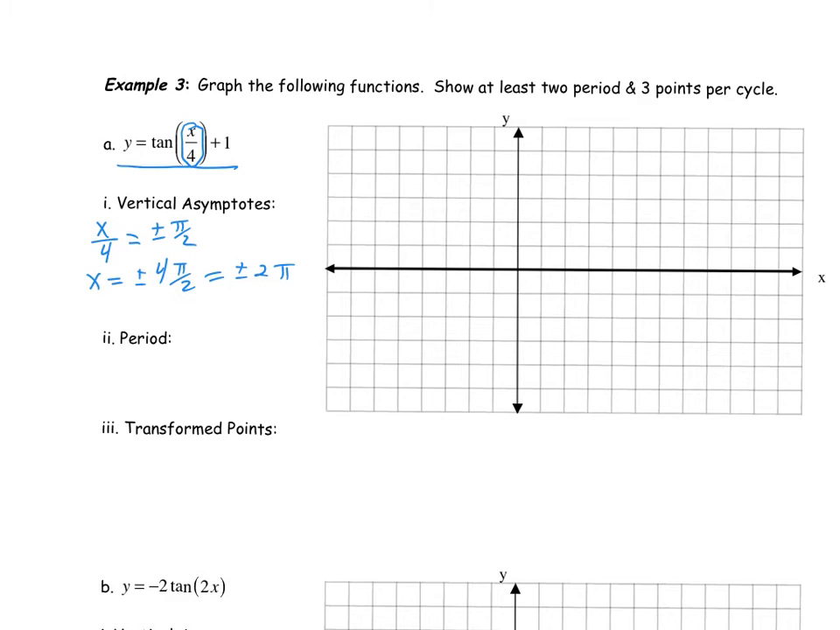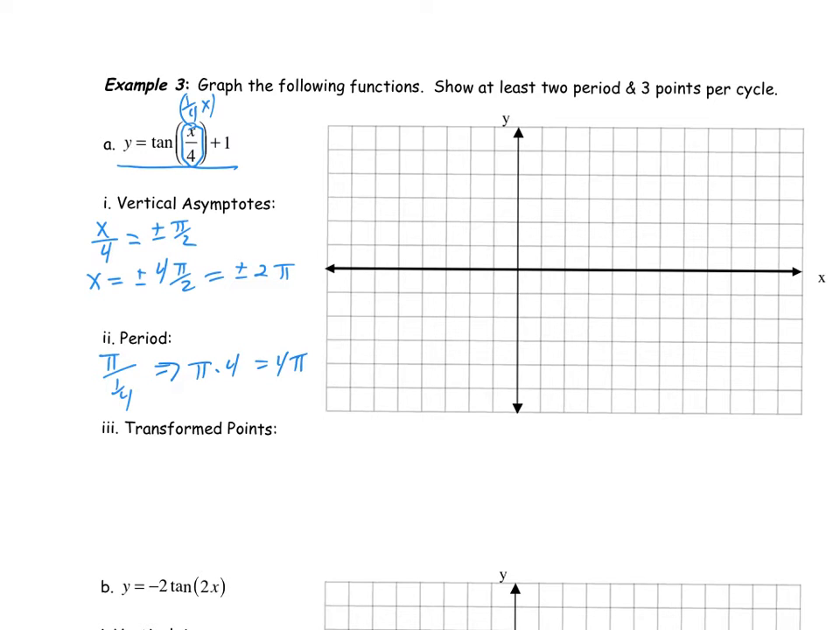The period is the distance between the asymptotes, or it's also pi over b. B in this function is actually 1/4. This is like 1/4 x inside the tangent function. So pi divided by 1/4 is pi times 4, which is 4 pi. Or the distance between the vertical asymptotes would be from negative 2 pi to 2 pi, which would also be a period of 4 pi.